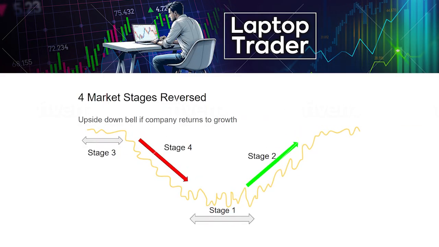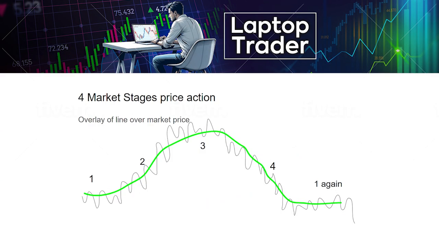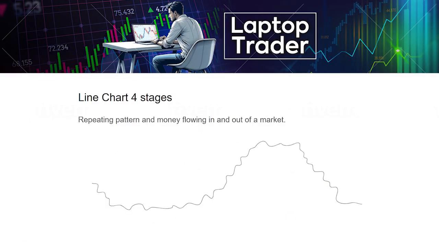Again, this is what it would look like reversed if a product or service or company was sold off for whatever reason and then went into a stage 1 and then resumed a stage 2 again. This would just be a simple line chart with an overlay of an average market price. The green line would be more of an average price. Then we have just a basic line chart which shows the repeating pattern and money flowing in and out of a market. So that's all we're looking at, okay? We're just looking at money flowing in and out of a market based on wants and needs and based on what's popular now and what was popular back then.